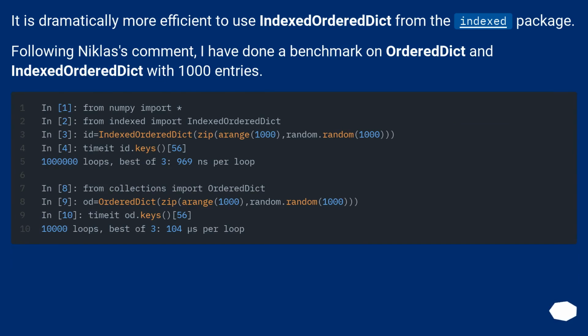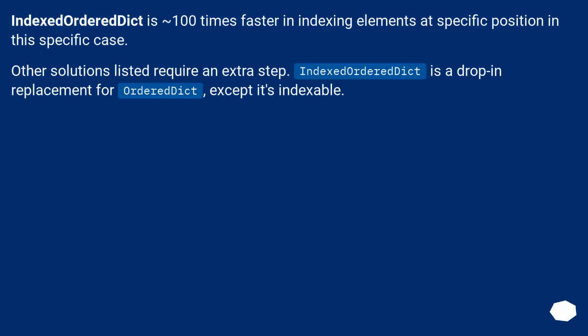It is dramatically more efficient to use indexed.OrderedDict from the indexed package. Following Nicholas's comment, I have done a benchmark on OrderedDict and indexed.OrderedDict with 1000 entries. Indexed.OrderedDict is 100 times faster in indexing elements at a specific position in this specific case. Other solutions listed require an extra step. Indexed.OrderedDict is a drop-in replacement for OrderedDict, except it's indexable.